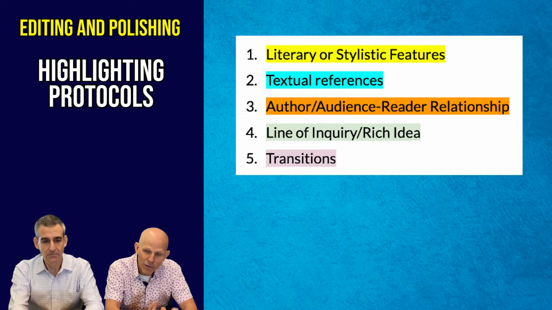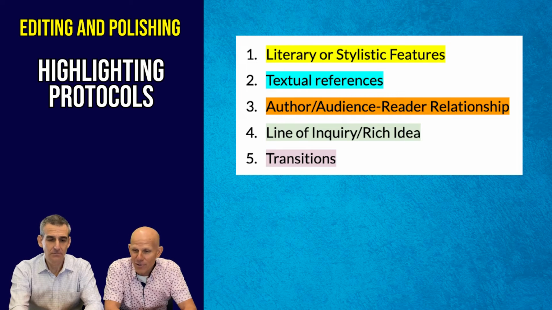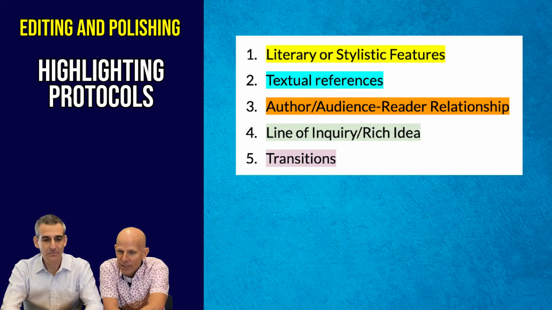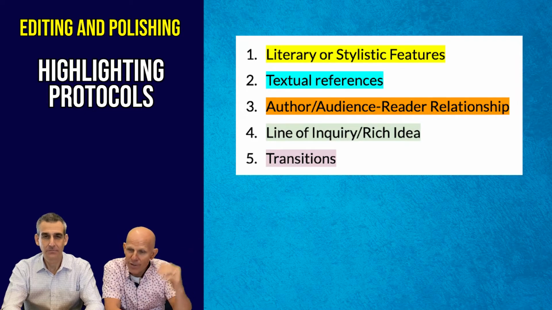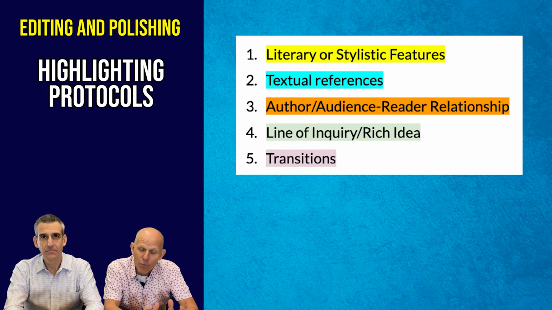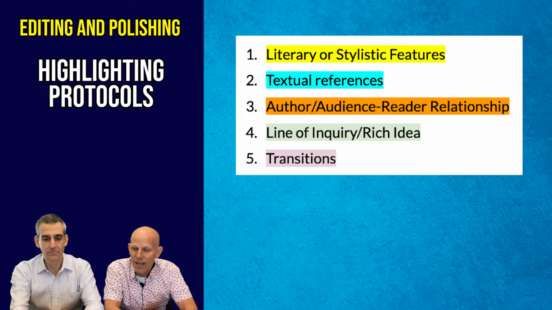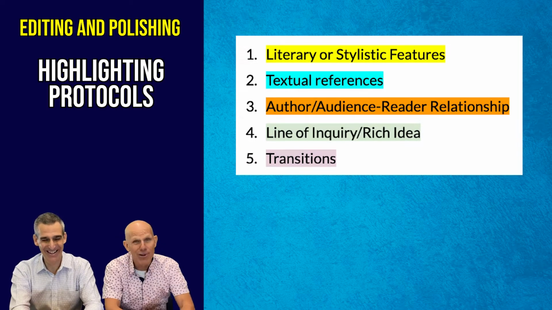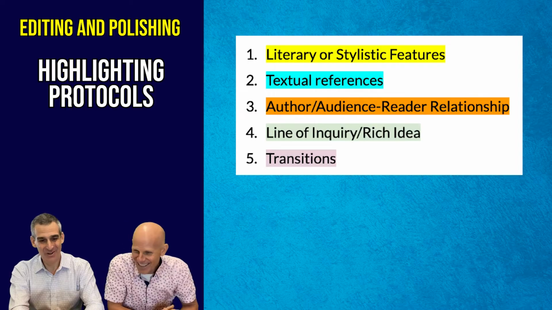So we like these colors. Again, our colleague Lisa might not like how they all blend together, but let's just look at our key here. Literary features are yellow, blue is the textual references, the author-audience relationships are orange, the rich idea is green, and then we have transitions in purple. If you've followed any of our videos, we're keeping with those same colors, like it or not. We're doing the best we can, folks.